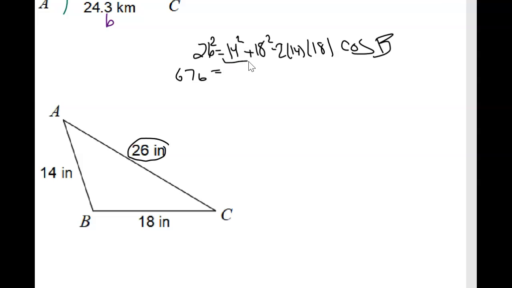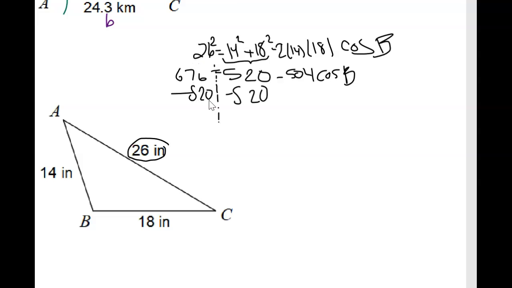And then I'm going to go ahead and combine 14 squared plus 18 squared, and that gives me 520. And then multiplication, I'm going to do 2 times 14 times 18, and that gives me minus 504 cosine B. From here, you absolutely cannot subtract or combine these two terms on the right side. Our variable is attached to the 504 as a coefficient, and we need to solve this equation by doing operations to both sides. So we've got 676 minus 520 equals negative, don't forget that negative, 504 cosine B.